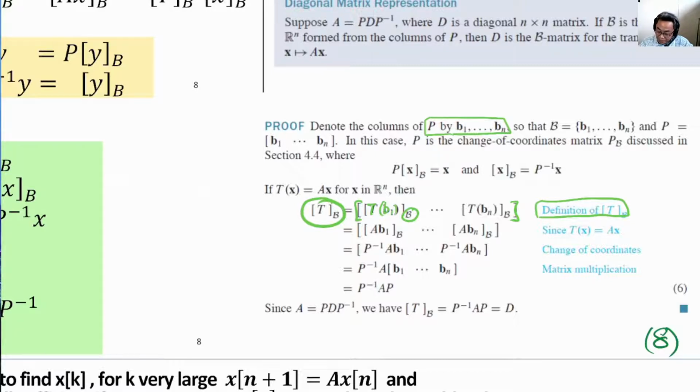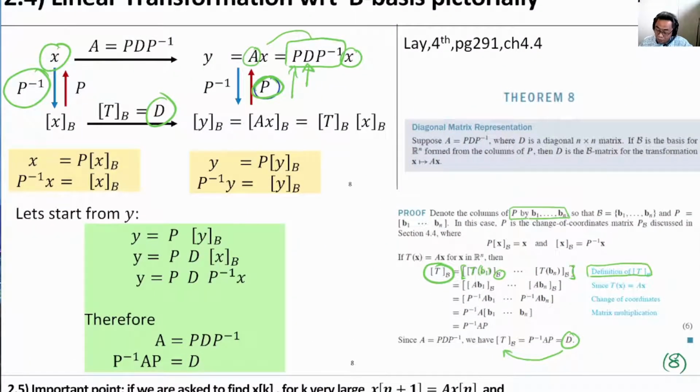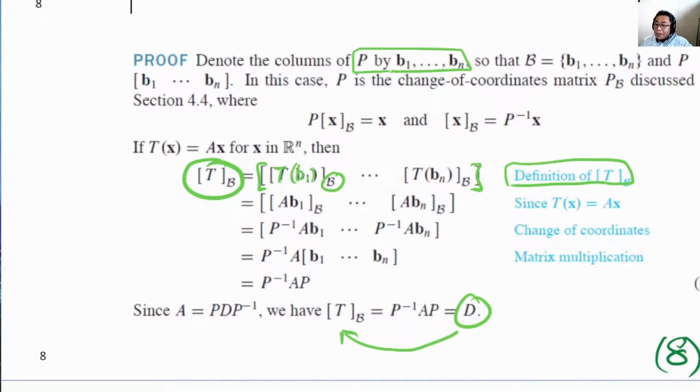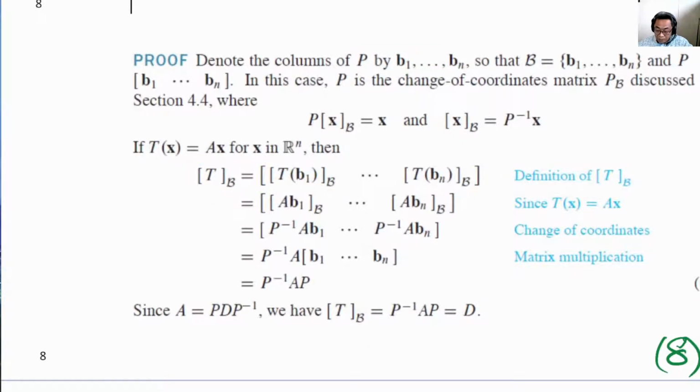Alright, let us see why it is equivalent. T_B is equal to D. That's the conclusion. Why is this so? Well, we already know from our previous example that this is true, but why is Lay's representation also true? Right, now T in the standard basis is represented by A. So T of b1 is simply A times b1. So all the columns b1 to bn, which are the columns of P, the eigenvectors, are transformed by matrix A: A times b1, A times b2, until A times bn.